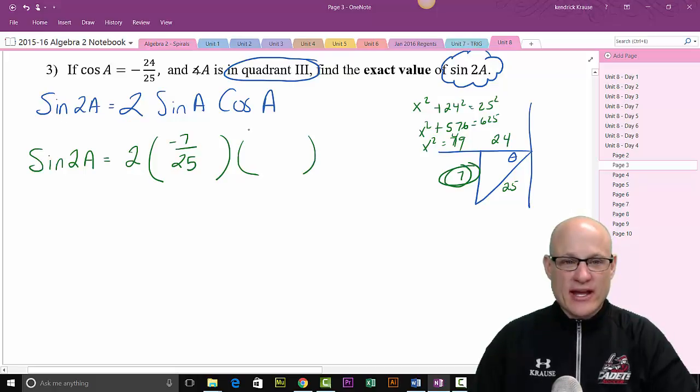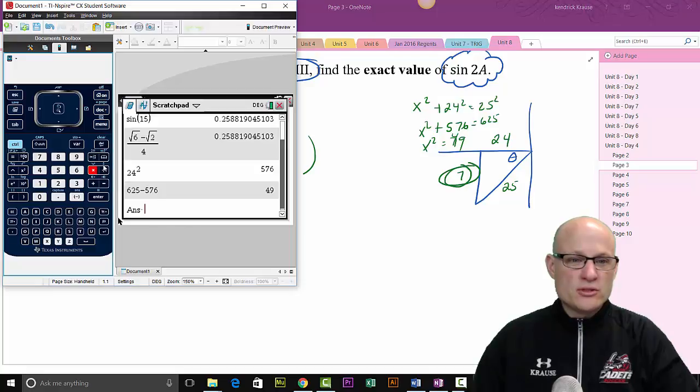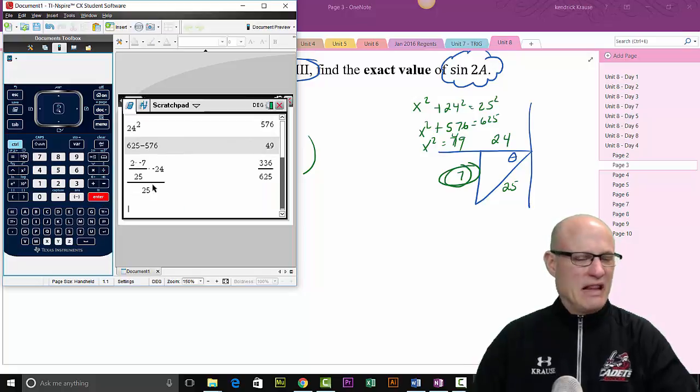Times the cosine of the angle, which we were given, negative 24 over 25. And then all we do is just multiply all this stuff. Probably go over the calculator. 2 times negative 7 divided by 25 times negative 24 divided by 25. I think this is going to turn out, look, oh, see that? That actually probably is the right answer, but this is not what I was looking at. So let's do this the right way.